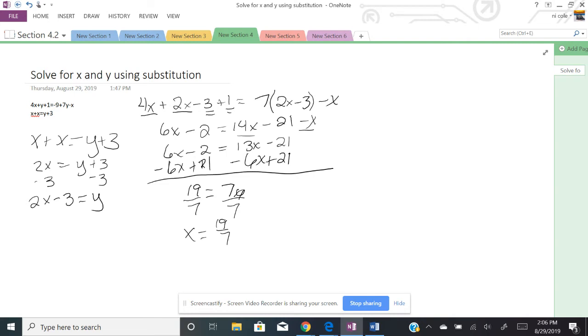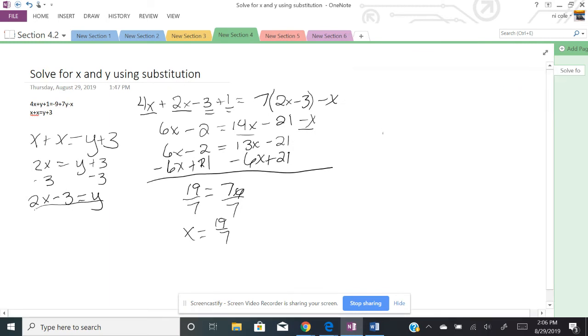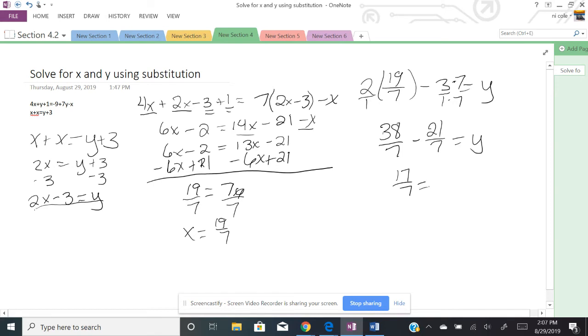So I'm going to go back to this equation, try to find out what y is. So I'm going to throw in 2 times 19 sevenths minus 3 equals y. Remember, this is over 1. We can make this 1. We probably want to make this sevenths, so multiply both by 7. 2 times 19 equals 38 over 7 minus 21 over 7 equals my y. 38 minus 21 equals 17 sevenths.